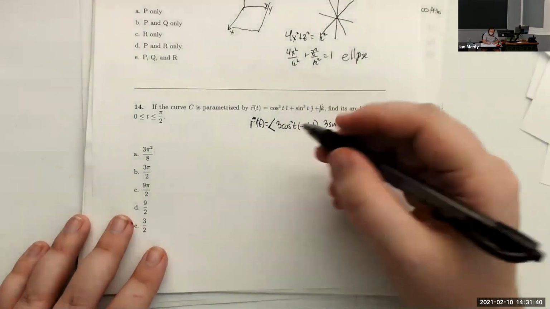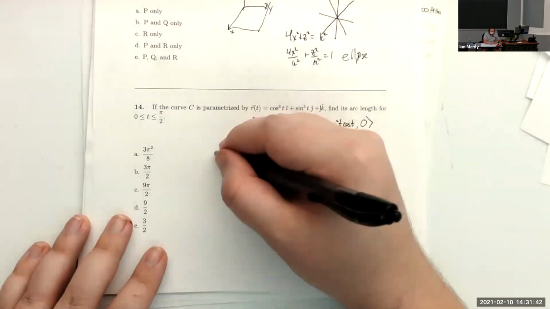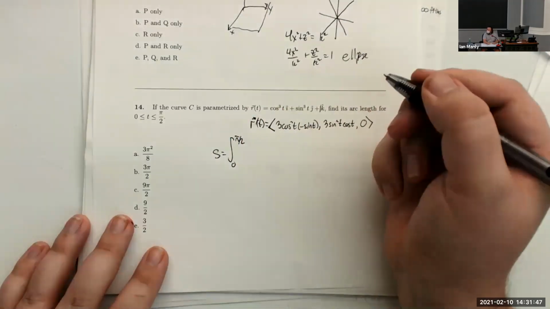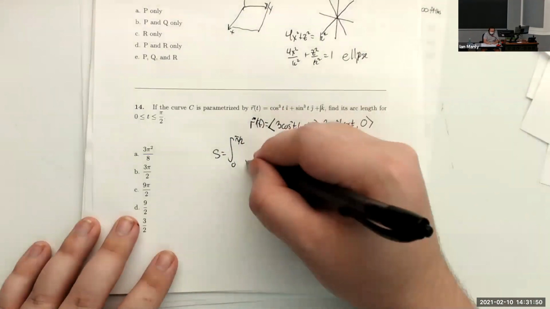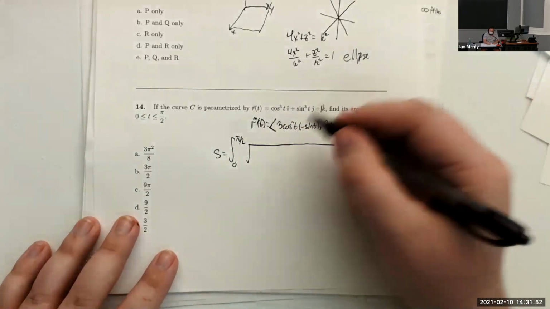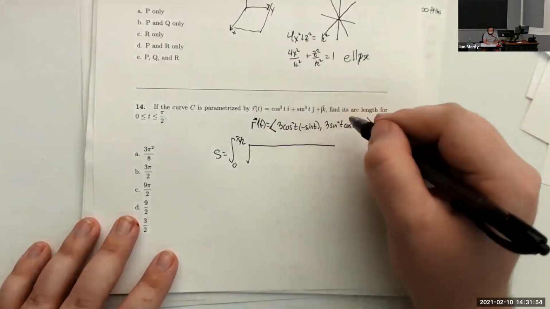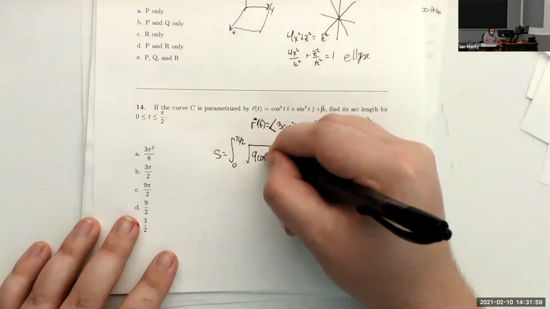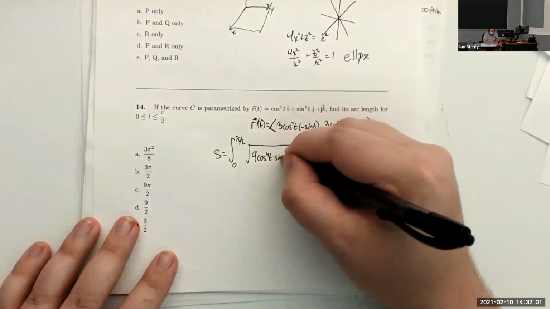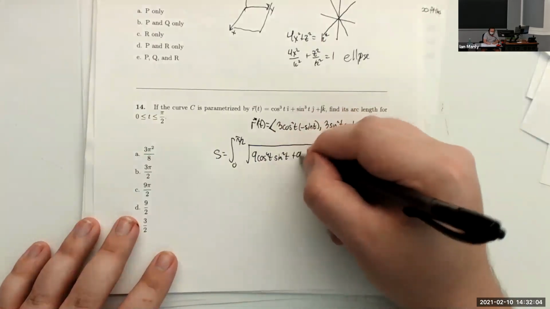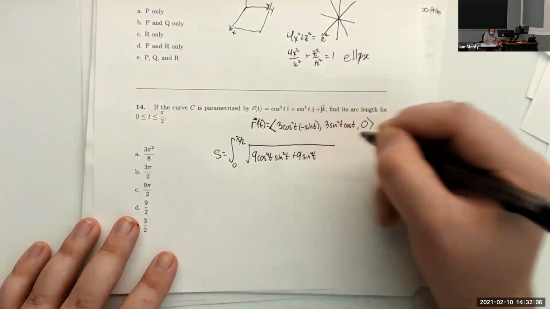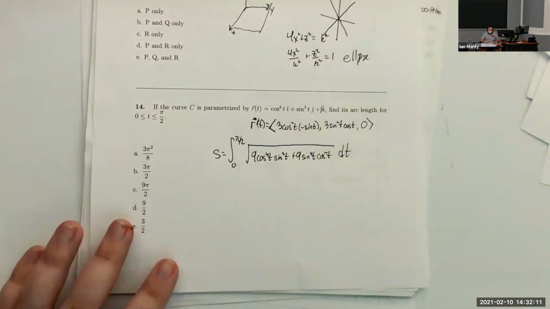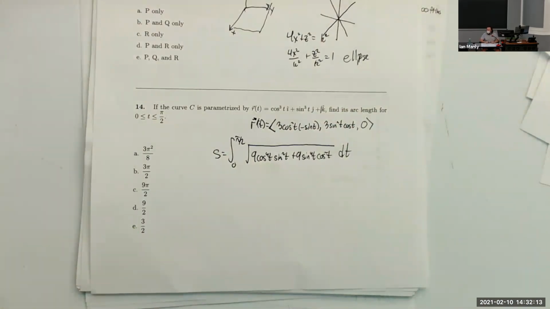So let's see here. Now that we have our r prime, remember that our arc length integral is the integral from 0 to pi over 2, or whatever our bounds are right here. And then we have the square root of each component squared and added together. So let's see, if I square this, I'm going to have 9 cosine to the 4th sine squared plus 9 sine to the 4th cosine squared. Okay, so now I need to do this integral in order to figure out what my arc length is.